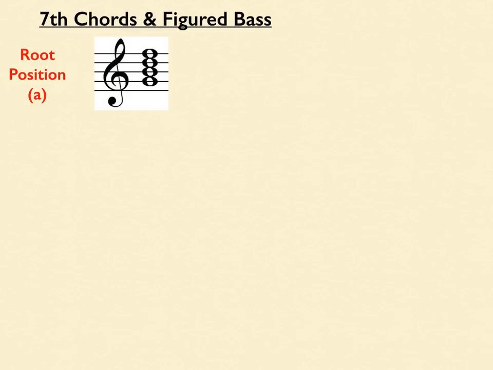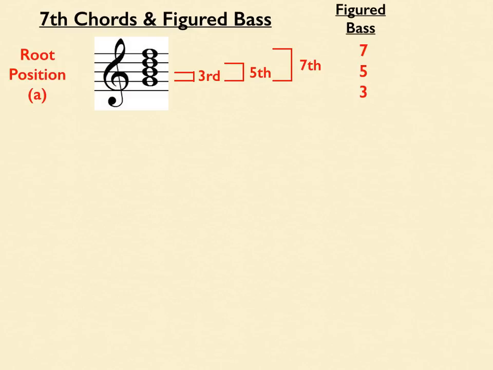So you have a G with the third above it, which is the B, the fifth above it, which is the D, and the seventh above it, which is the F. So just to analyse this using figured bass, the distance between the G and the B is a third. The distance between the G and the D is a fifth, and the distance between the G and the F is the seventh. And the figured bass terminology you would use to describe this chord is, yes, you've guessed it, 7-5-3. A little bit cumbersome to write that, so in figured bass you usually abbreviate that to just 7.